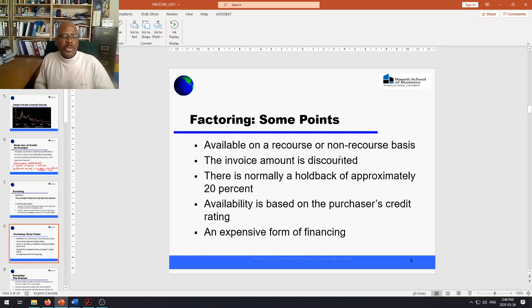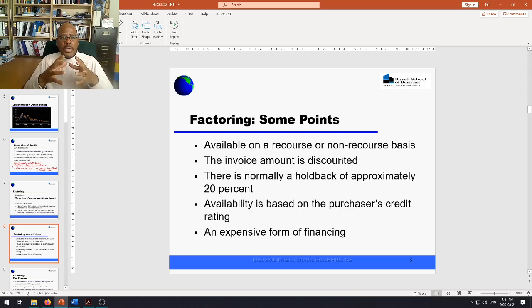And by non-recourse, we're saying that if the factor, the financer, purchases the accounts receivables and pays the exporter a certain amount of money for it, that's the end. If the importer ends up not paying, then the factor has to absorb that loss.